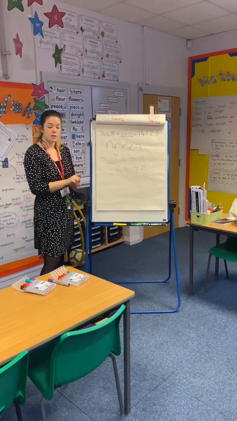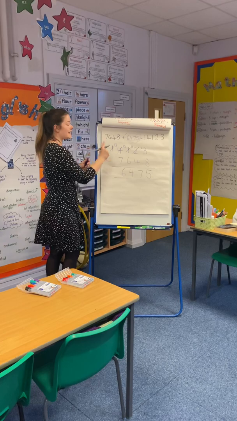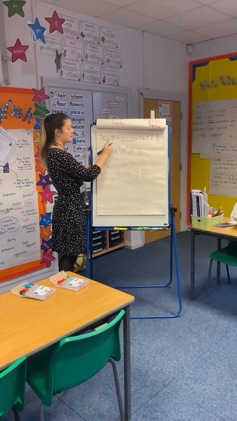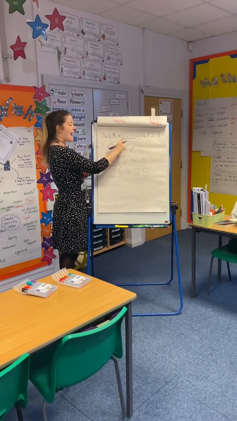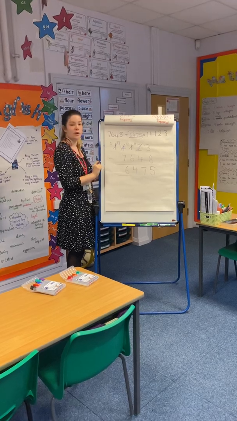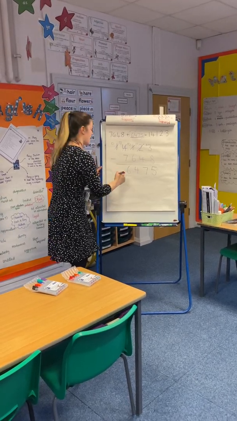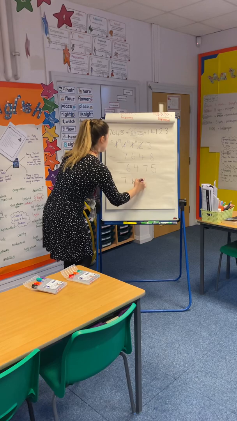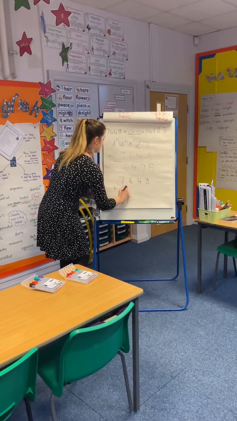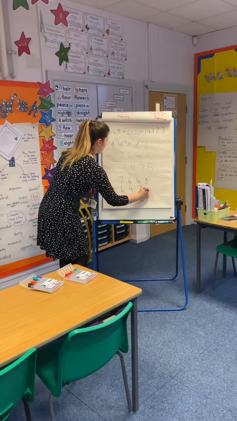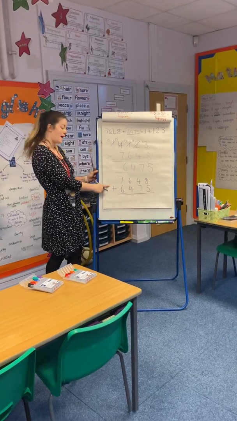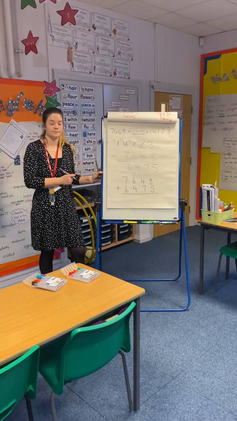Now, we are going to check that our answer is correct. And to do that, we're going to complete the calculation as it's written. So we're now going to do 7,648 add 6,475 to check that it equals 14,123. So 7,648 and I'm adding 6,475. I would like you to pause the video now while you have a go at that calculation for me.